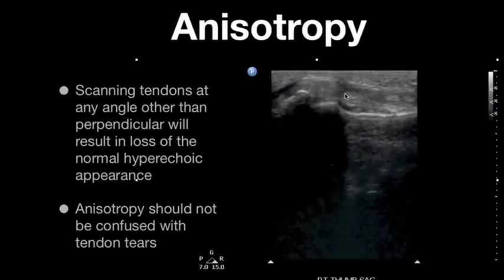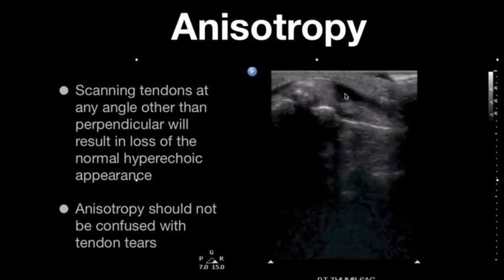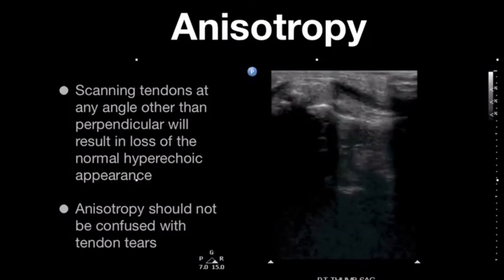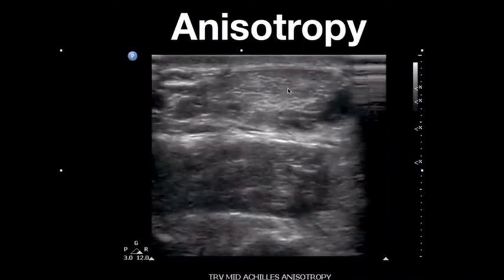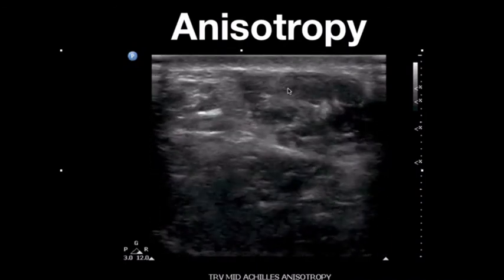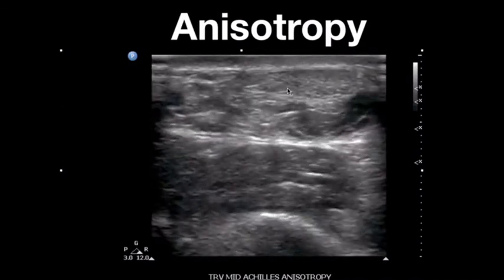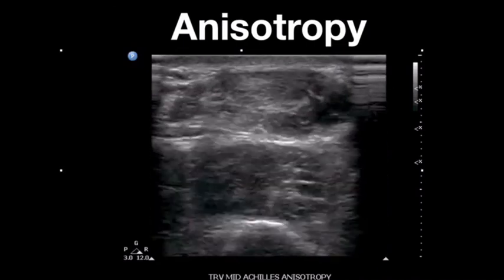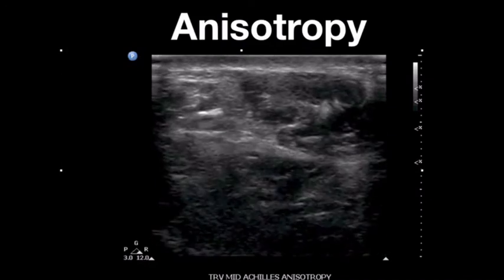Fortunately, the Achilles tendon can be easily scanned at a perpendicular interface with the exception of the insertion site. So this usually is not a big problem with the Achilles tendon, but again, it's something that you need to be aware of. Here's a transverse view of the Achilles tendon right here, and notice that it becomes darker as we scan in a non-perpendicular angle. So even though it's less likely to happen with the Achilles tendon because of its nice flat surface and the ability to scan perpendicular, if you do angle the transducer, then you can create this effect and potentially falsely diagnose a tendon injury when there is not one present.